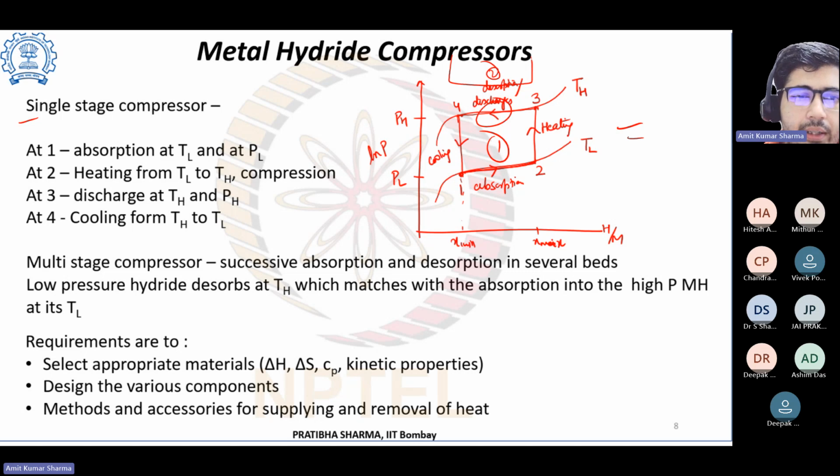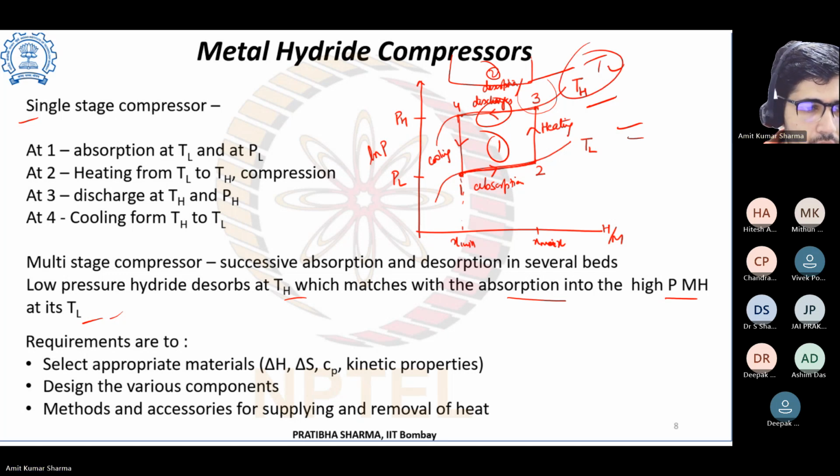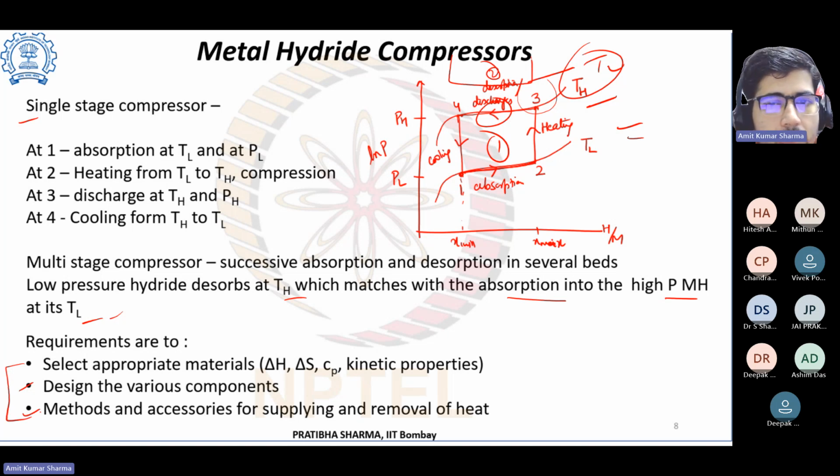Low pressure hydrides desorb at TH, which matches with the absorption into the high pressure metal hydride at TL. You can connect it here. So this TH, this will be TL. They will match and it will be connected. The requirements for this are to select appropriate material, and design the various components, methods and accessories for supplying and removal of heat. These are the major requirements for these kinds of compressors.